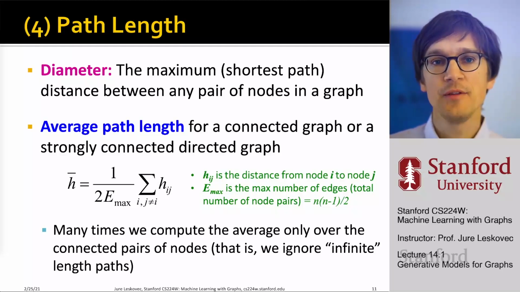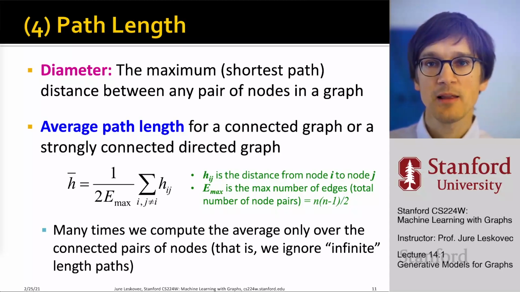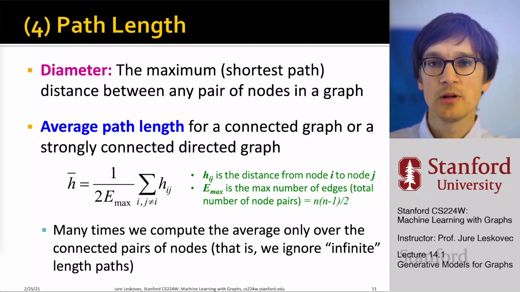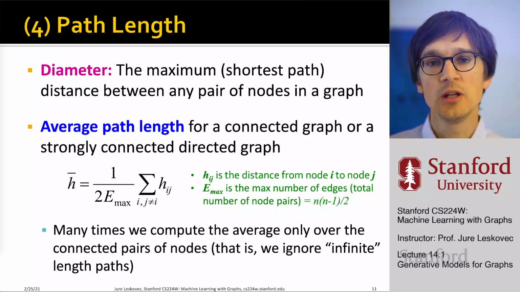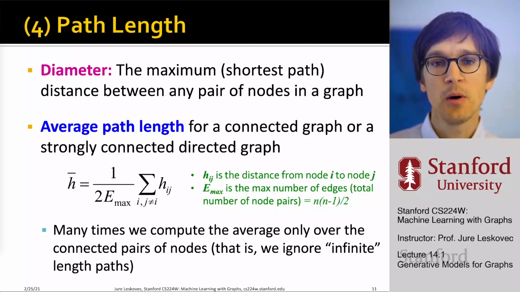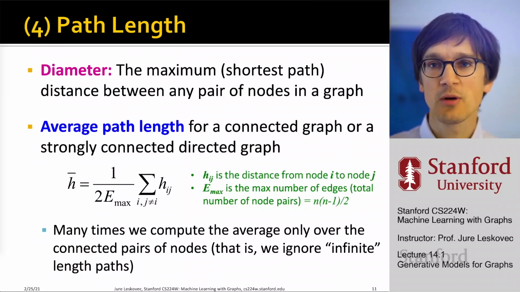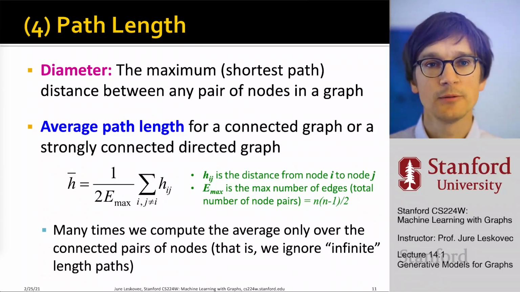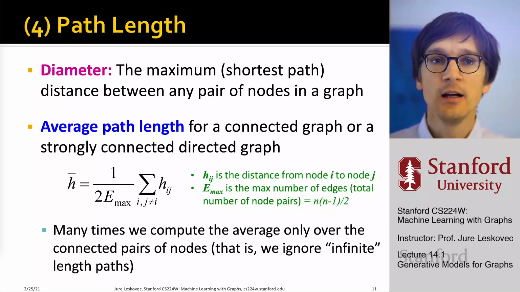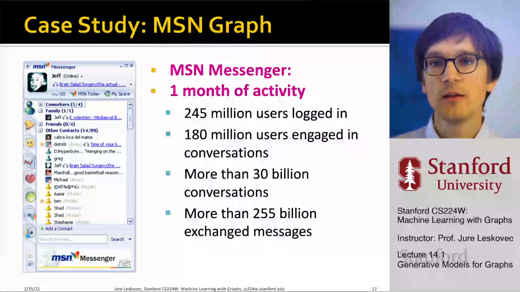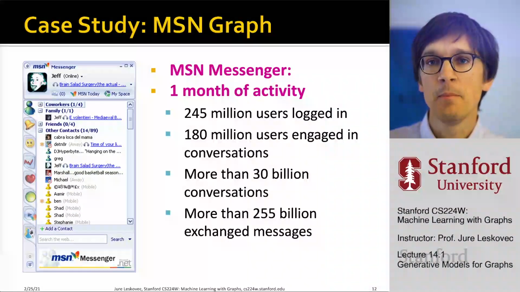Many times if the graph is disconnected, then the shortest path length between 2 nodes that are in different components is infinite. So you would only do this over the largest connected component, or you would ignore pairs of nodes that are not reachable from each other. But the idea is that you want to get some sense of how many hops it takes to get from one node to another on average in this network. So these are the 4 different ways we mathematically and empirically characterize properties of a given network.